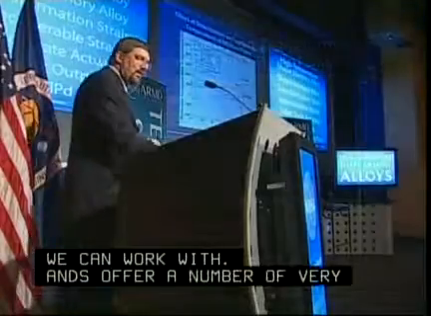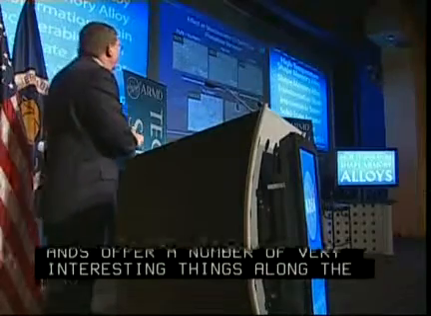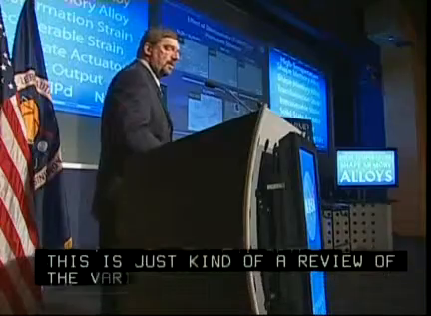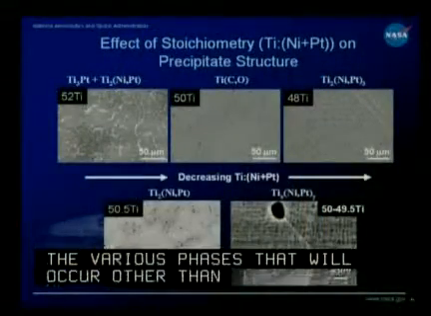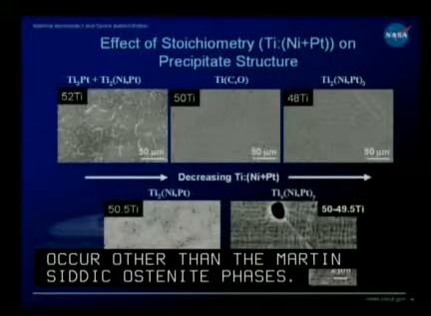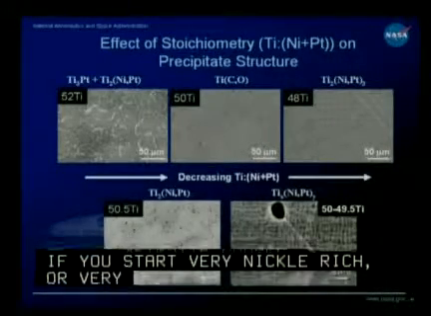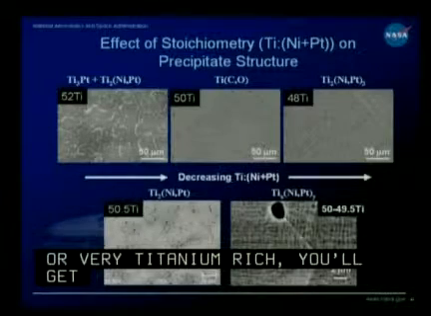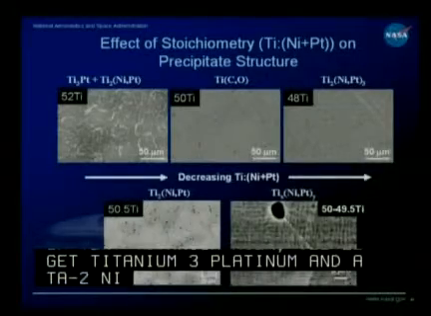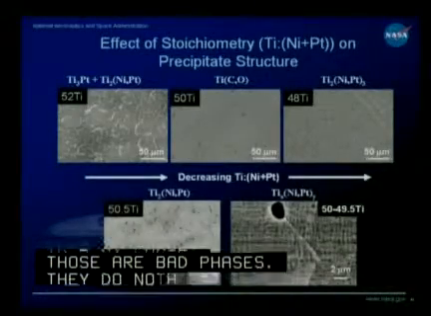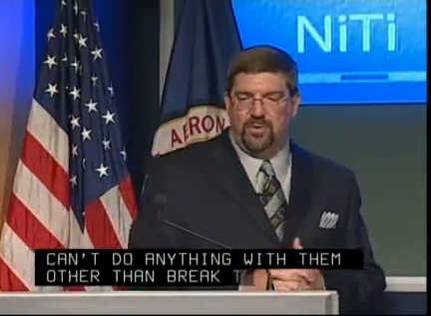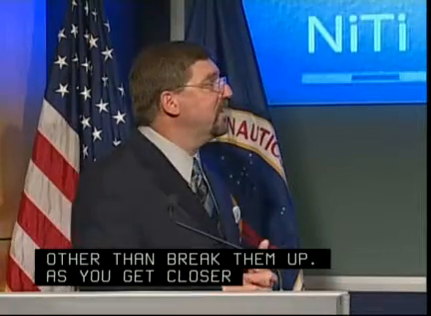If we could have the next slide. This is just kind of a review of the various phases that will occur other than the martensitic and austenite phases in the titanium nickel platinum system. If you start very titanium rich, you'll get Ti3Pt and basically a Ti2Ni phase. Those are bad phases. They do absolutely nothing for you. They form interdendritically during the melting process. You can't dissolve them. You can't do anything with them other than break them up. As you get closer to stoichiometry, you lose the Ti3Pt phase, but you still have the Ti2Ni phase.